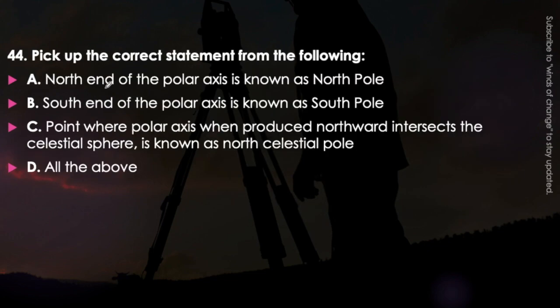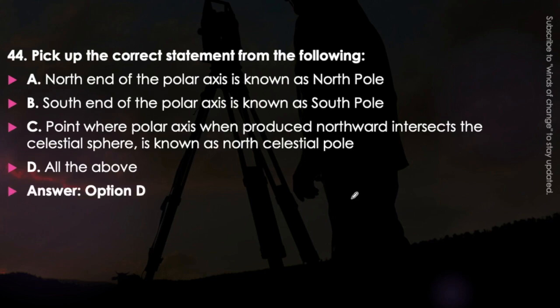Next question. Pick up the correct statement from the following. North end of the polar axis is known as North Pole. South end of the polar axis is known as South Pole. Point where polar axis when produced northward intersects the celestial sphere is known as the north celestial pole, or all of the above. Just think about it. Which statements are correct in these?